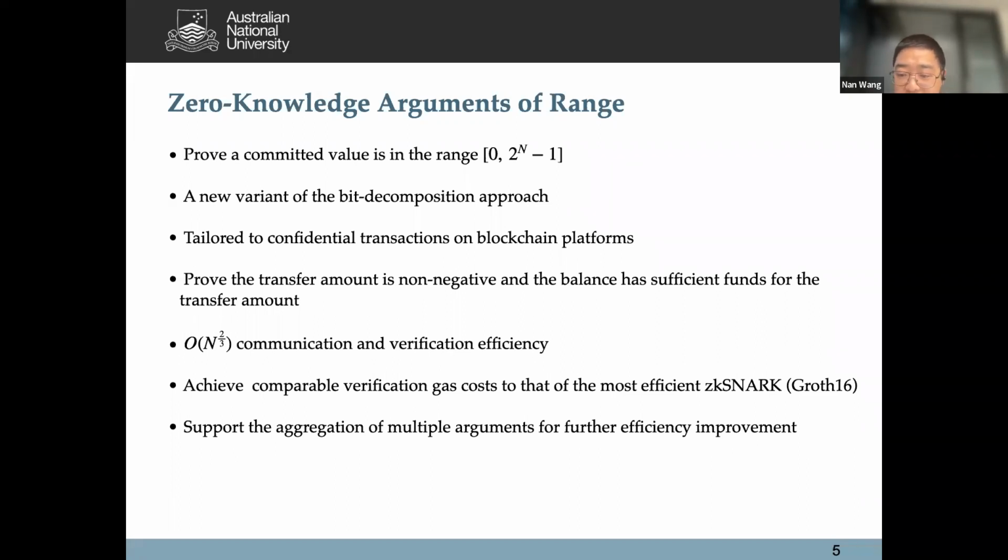For example, for confidential transactions on the Ethereum blockchain, the transaction initiators are required to prove the transfer amount is non-negative and their encrypted balance has sufficient funds for the transfer amount. We juggle two crucial performance parameters of zero-knowledge proofs in our range argument: the communication and the verification efficiency.